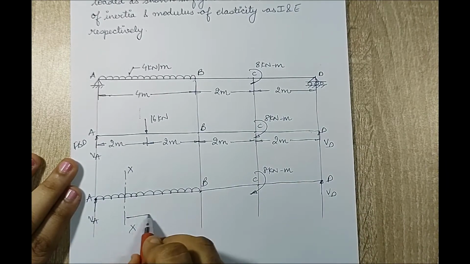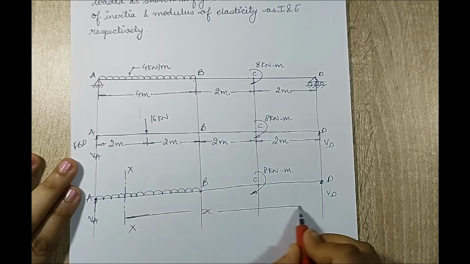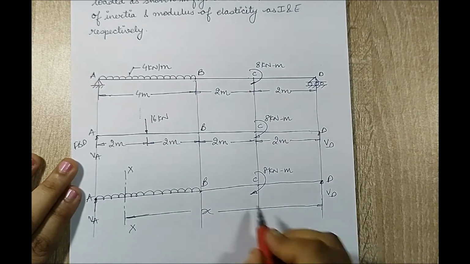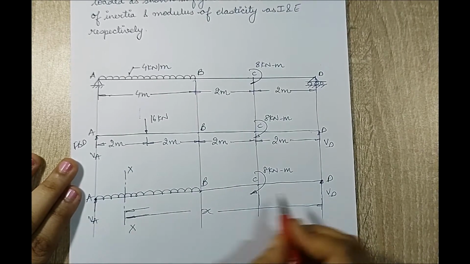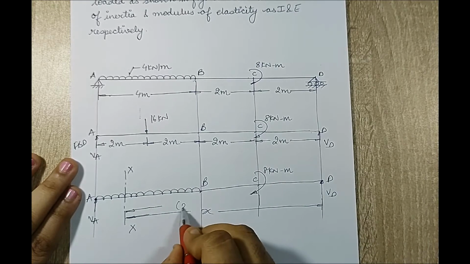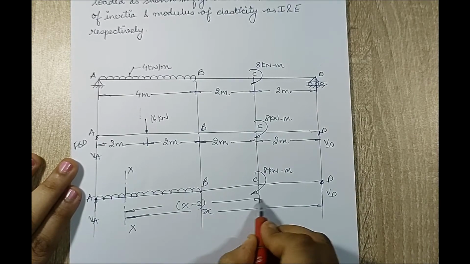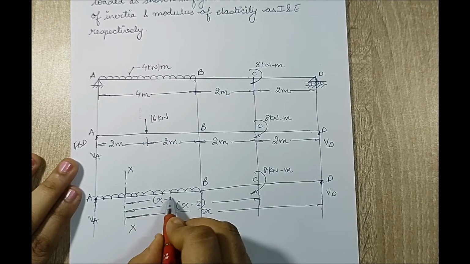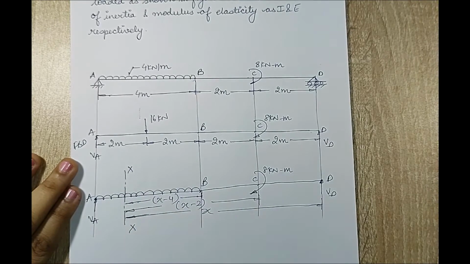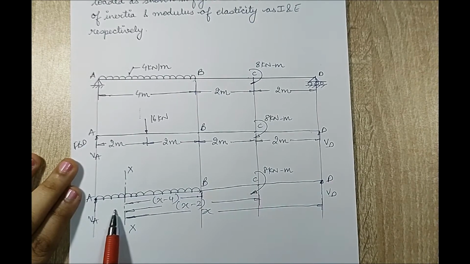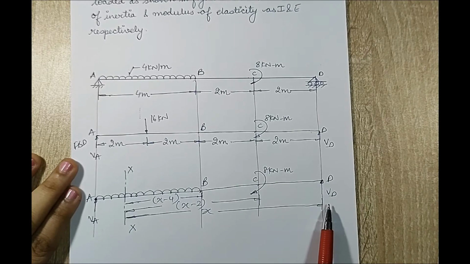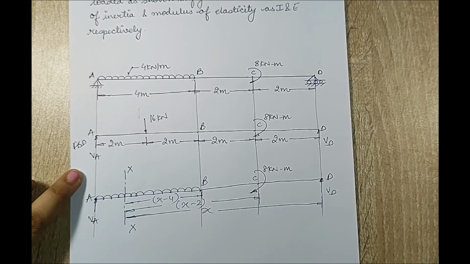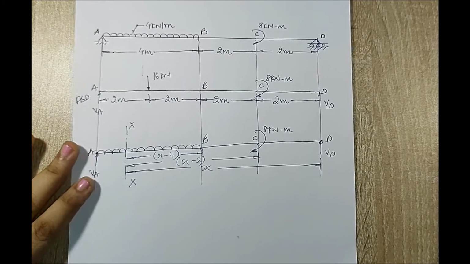Now D point will be at a distance of X. The point C will be at a distance of, this is 2, so this will become X minus 2, and this distance is also 2, so B will be at a distance of X minus 4. Just be very clear that we have to mark the distance of the points from the slider. So from the slider I have to calculate the distance D, C and B. That's what I've done. Now I'll start with this FBD and I'll calculate the value of VA and VD.